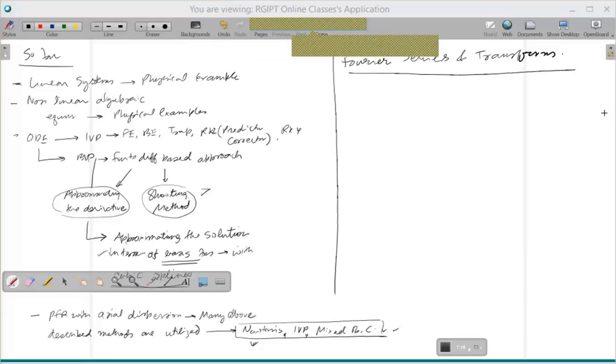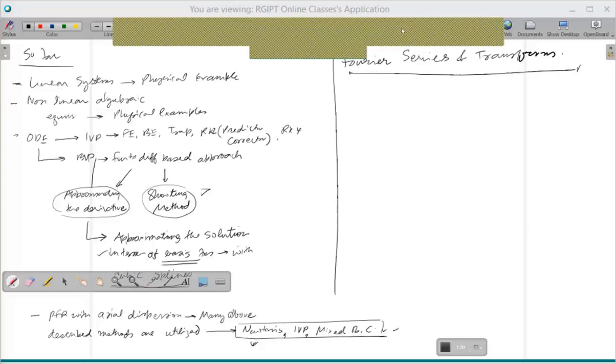Yes, it is used in signal processing. But the first time it was proposed was by Joseph Fourier. Can anyone tell me in what context it was proposed?